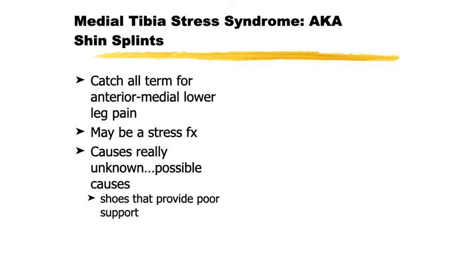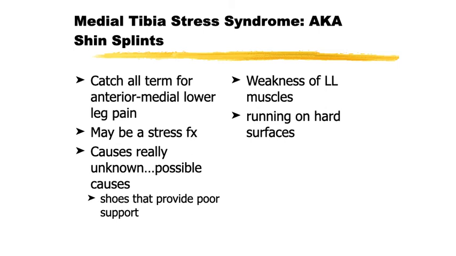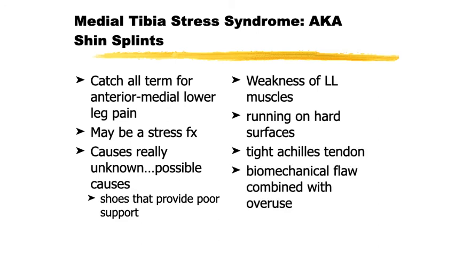Some of the reasons why this may happen is that the shoes that you're wearing don't have really good support, especially the arch support. Could be because you have really weak lower leg muscles. You've been running on a lot of hard surfaces for a while, basketball, track and field, or track and cross country. They switch running surfaces from soft grass to the track itself, and maybe that track is really hard. We have tight Achilles tendons, and again, the biomechanical flaw combined with overuse. This is a chronic injury. This is an injury that takes time to happen.